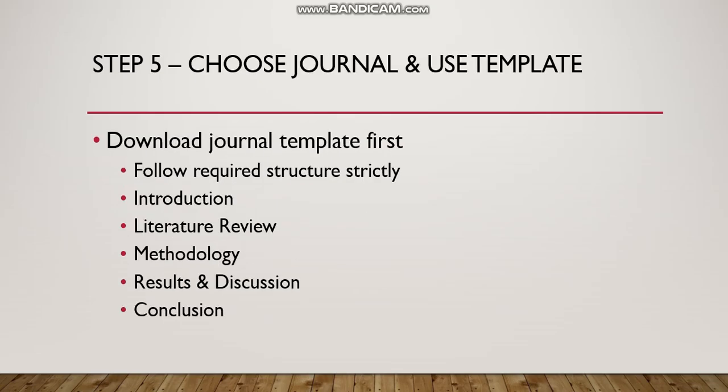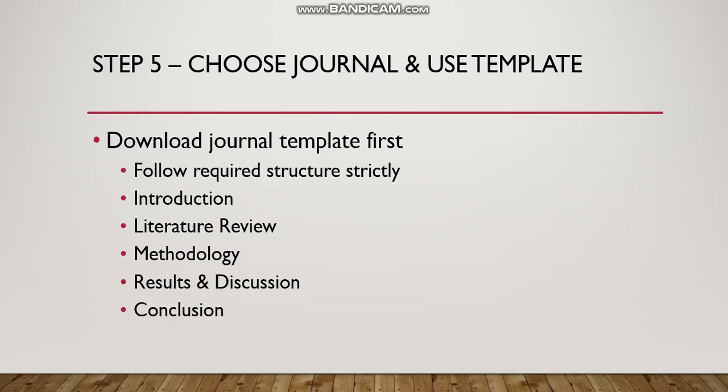All right, so after you have done all this, the next step is to choose a journal or use a template from a journal. You can do that by downloading the template from the journal, then you follow the required structure strictly. Some journals might have this format: introduction, literature review, methodology, results and discussion, conclusion. So you look up the journal, download their template, and use it to organize your work, if that is the journal you want to send your work to.